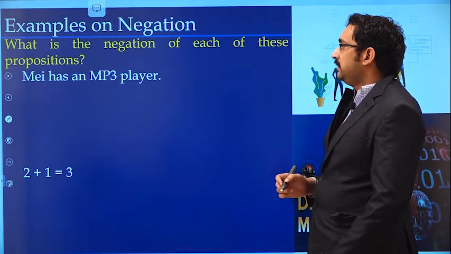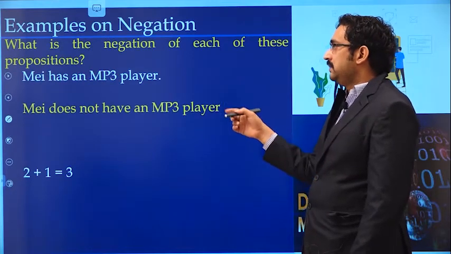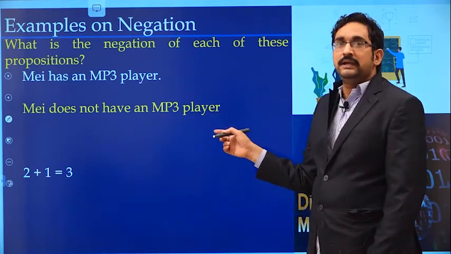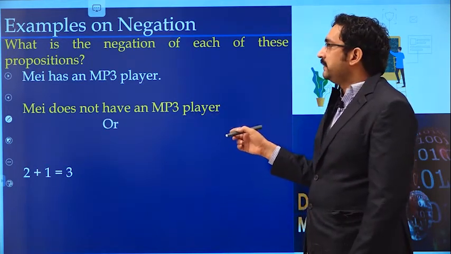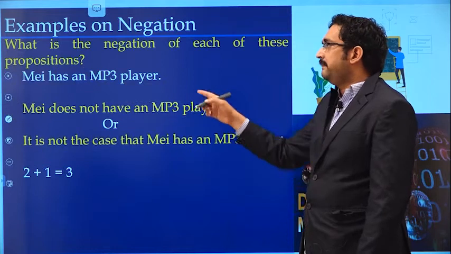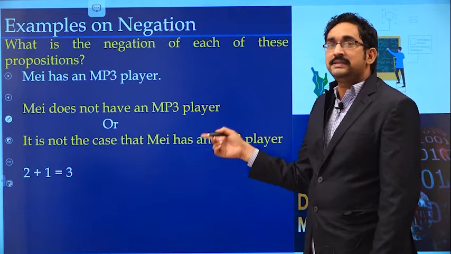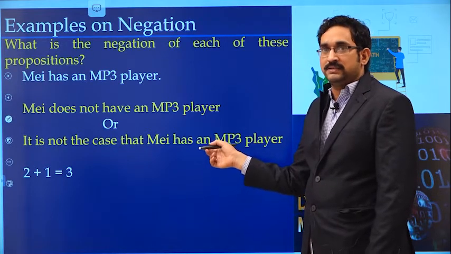See one more example. May has an MP3 player. We can write in two ways. May doesn't have an MP3 player. That is one way. Second way is it is not the case that May has an MP3 player. In both ways we can express the negation of the given sentence.